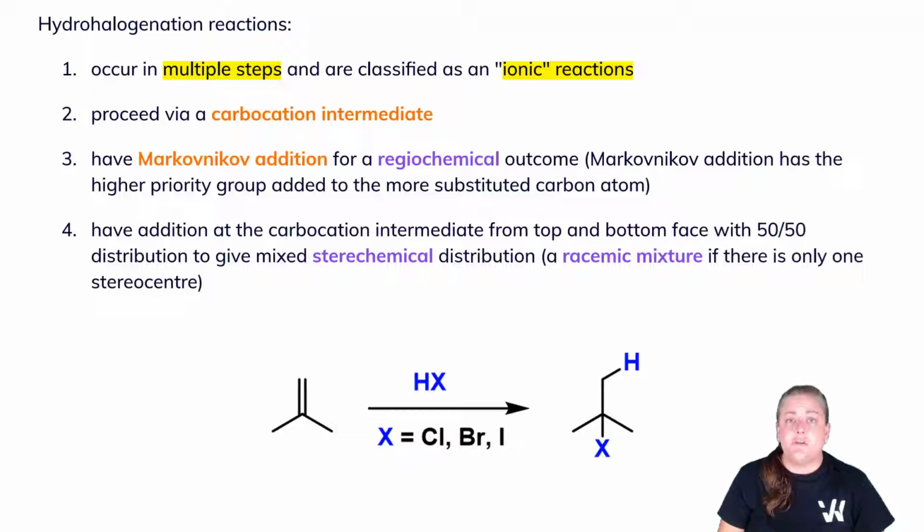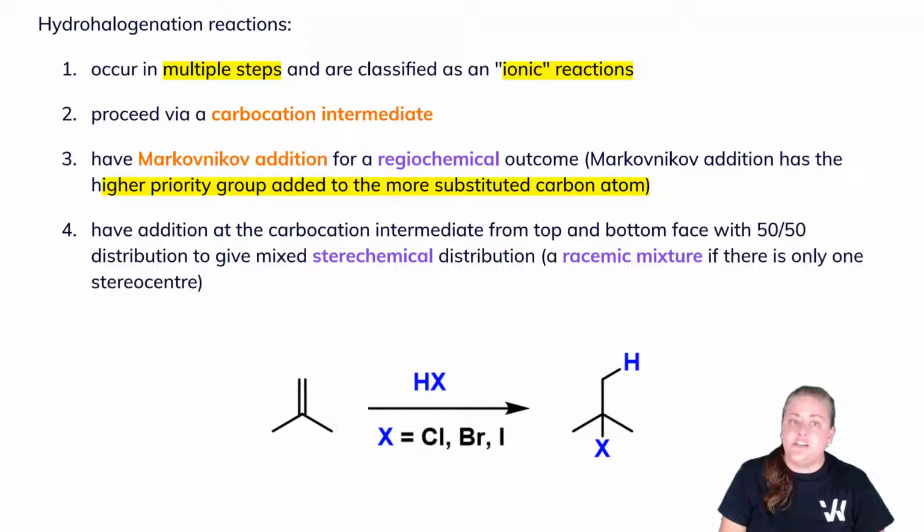Remember that regiochemistry means the region where chemistry occurs. In other words, where do we put these new atoms? Markovnikov addition has the higher priority group added to the more substituted carbon atom.